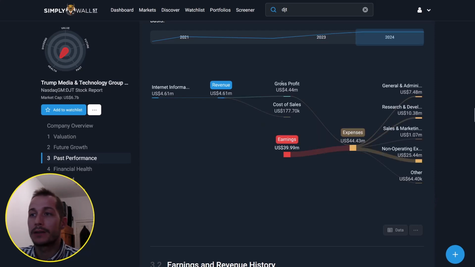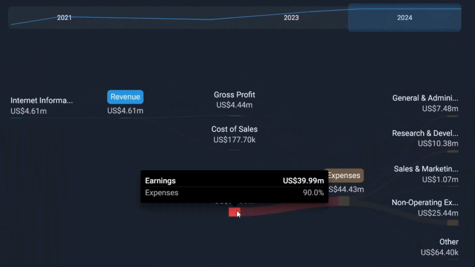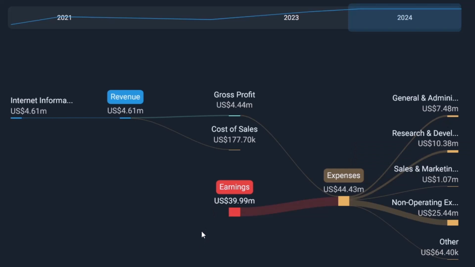But their gross profit, right, is 4.4 million. 4.4 million, guys. That's really, really small. And their earnings are red. So they were down $40 million loss last year. And right now, they're roughly a $5 billion market cap. So I just wanted you guys to keep that in mind.